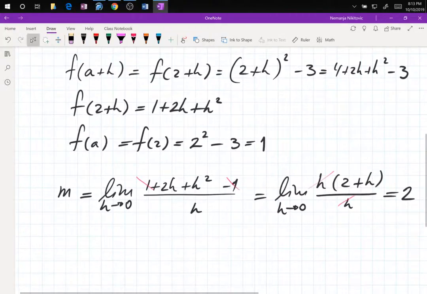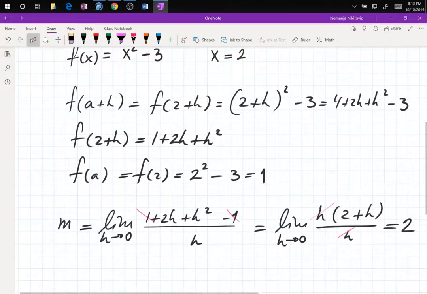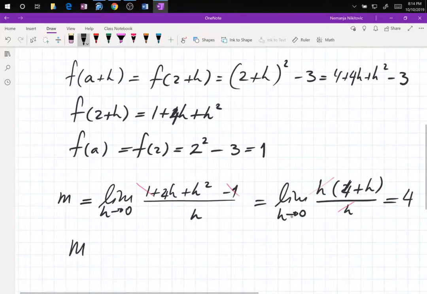I have one question. When you do the folding, it's supposed to be 4 plus 4h plus h squared. Oh, yes, you're right. Good. This is a 4, that's a 4, that's a 4, and the answer is a 4. You are completely right. Yep. Good. So the slope of the tangent line is 4.